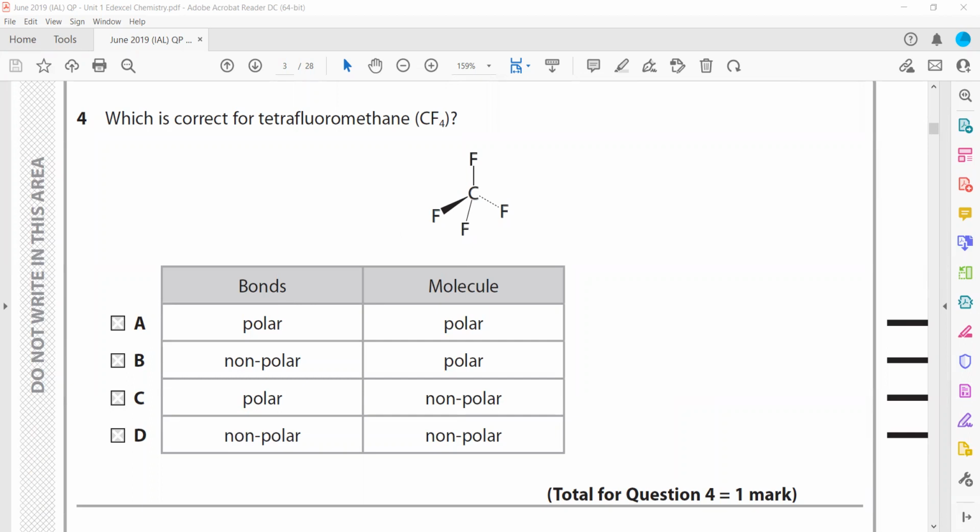If the molecule has symmetry, the overall molecule will be non-polar, because the bond dipoles cancel out each other. This one is attracting, this one is also attracting, and this one is attracting, so they all cancel out each other. As a result, the overall molecule will be non-polar. But because the bond is between two different types of atoms, the bond will be polar, while the molecule, being symmetrical, will be non-polar. That's why C is the right answer.